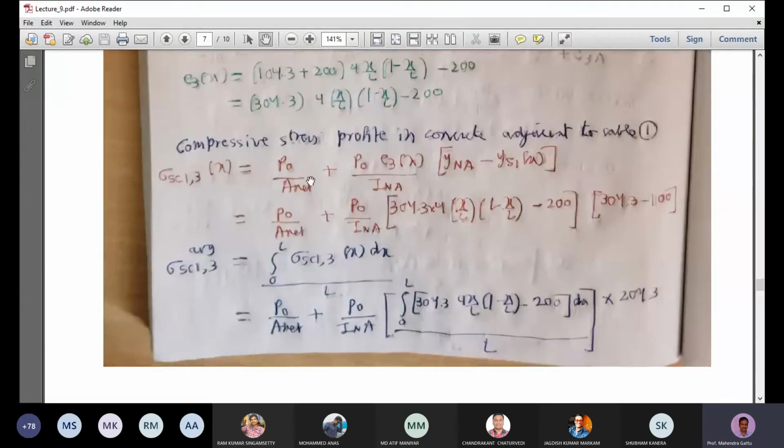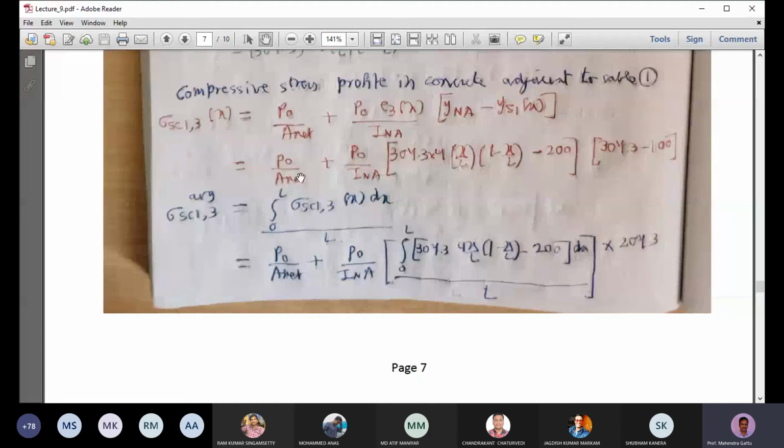Now we want to find what is the average compressive stress in the concrete adjacent to cable 1. For that average value, we do the integration with respect to dx. We'll integrate this, and then divide by the length. If you integrate this value, we get P naught L by A net by L, so again we'll be left with P naught by A net. And here we have to do the integrations. So P naught by I neutral axis, and here we have 304.3 minus 100, which is 204.3, and we have to integrate this entire expression. So what is the integral of 4x by L into 1 minus x by L from 0 to L? It is 2 by 3.